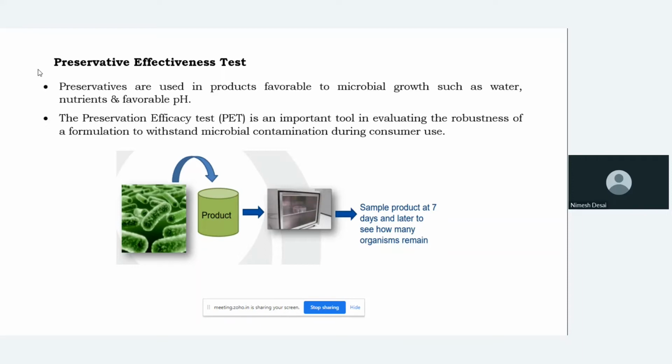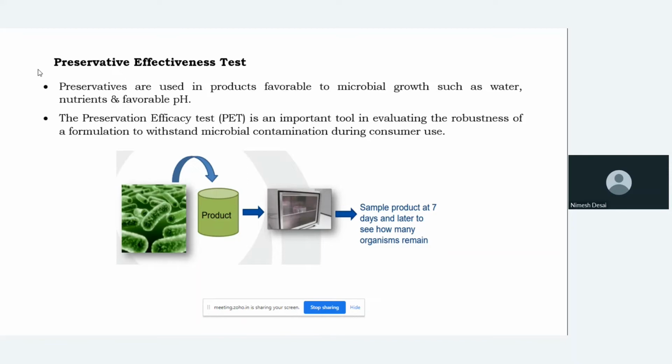So while multi-dosing, there was a possibility to contaminate the drug product by using a syringe needle and everything. In that condition, due to the preservatives, the product was not contaminated with external microorganisms, and for that purpose, we need to perform the preservative efficacy test.